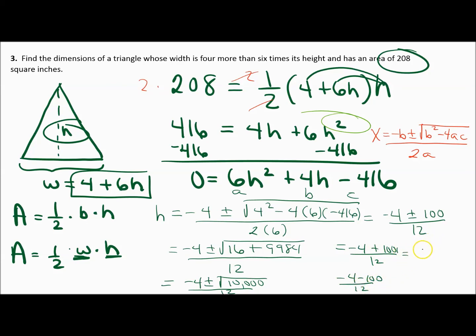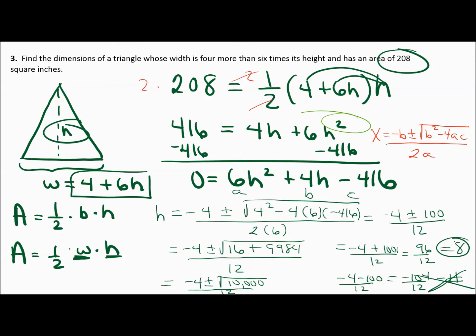Negative 4 plus 100 is going to be 96 over 12. And 96 divided by 12, you all know this is 8. Okay. Over here, now watch this, I've got negative 104 divided by 12. Now, you agree that's a negative number, right? We're looking for the height. The height of a triangle can never, ever be a negative number. So 8 is the height of our triangle. Okay, did you catch that?